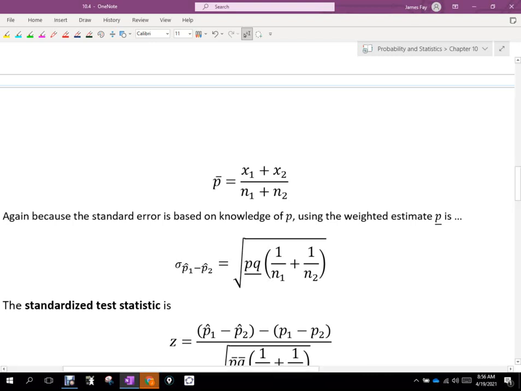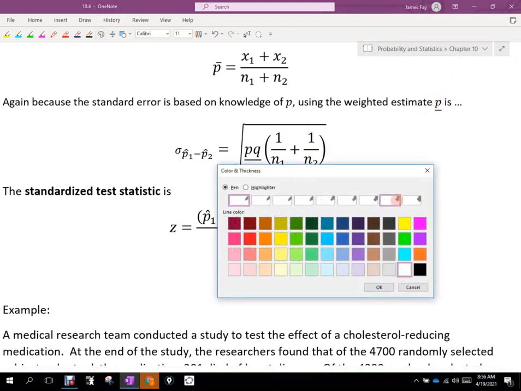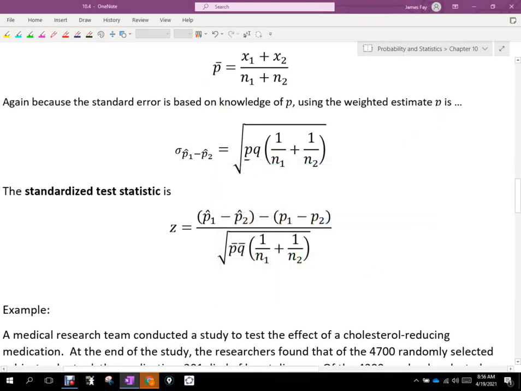Again, because the standard error is based on knowledge of P, using the weighted estimate, this should say P bar. Again, I don't know why it's doing that. So that's P bar, and that's P bar, Q bar. So our standard error now is this formula that we're going to use inside our Z test. That's how we're going to standardize these data values.